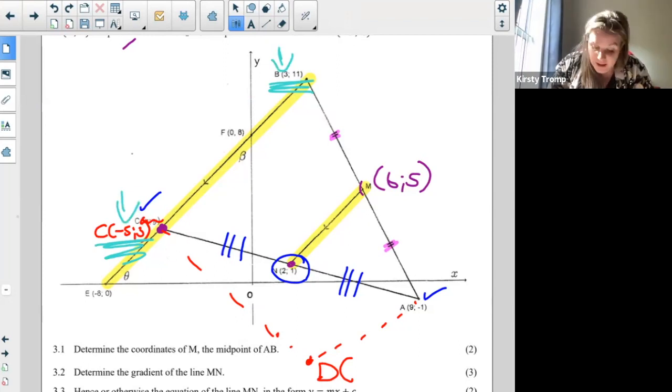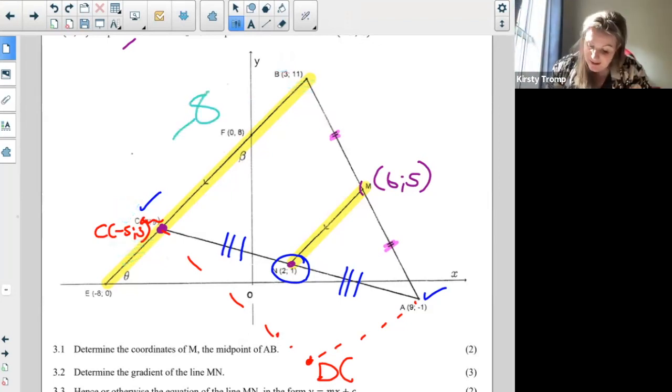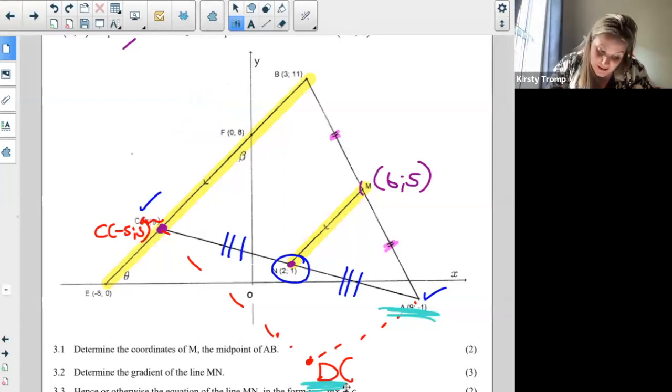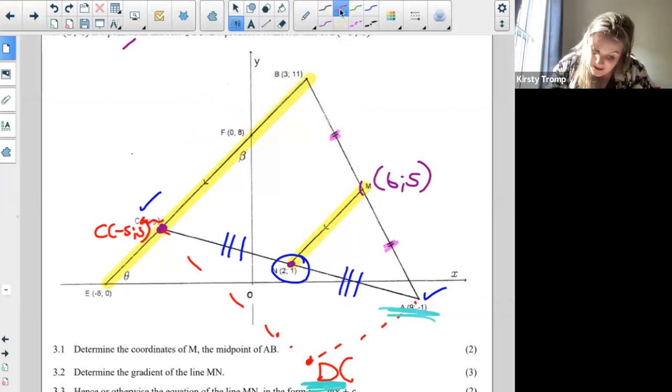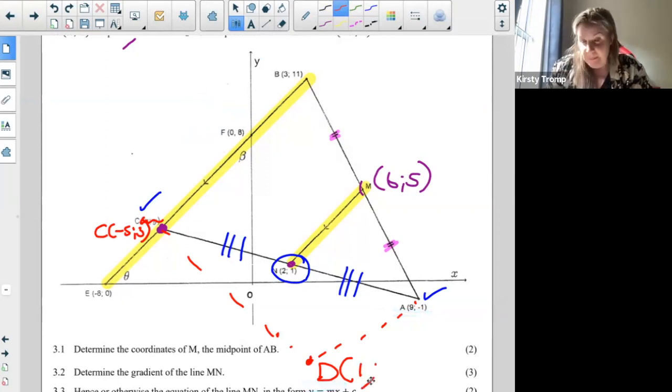How do you go from 3 to -5? We minus 8, hey? So you're going to do the exact same thing down here. To get from A to D, what are you going to do to the x's? You're going to subtract 8. So 9 minus 8 gives me 1. We're translating. That's all we're doing here.